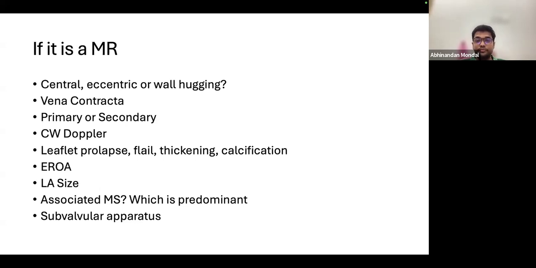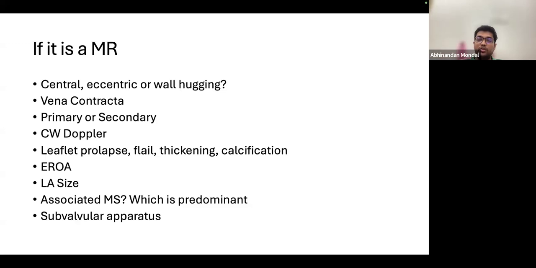If it is an MR, we have to see whether the jet is central, eccentric, or wall hugging. We have to see vena contracta. We have to understand why it is occurring, whether this is due to leaflet pathology or any chordae and papillary muscle, or it is due to the myocardium itself. That means whether it's a primary or secondary.